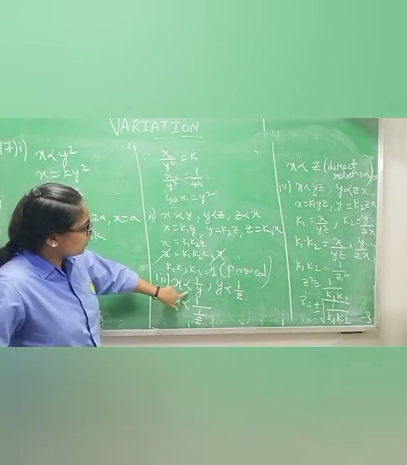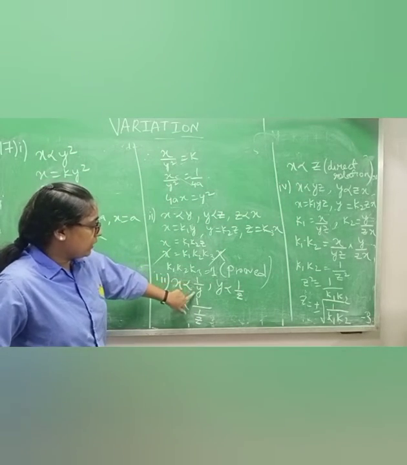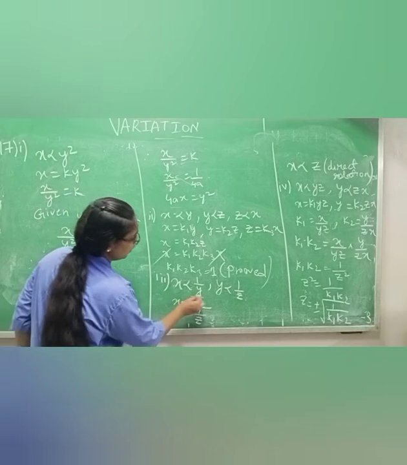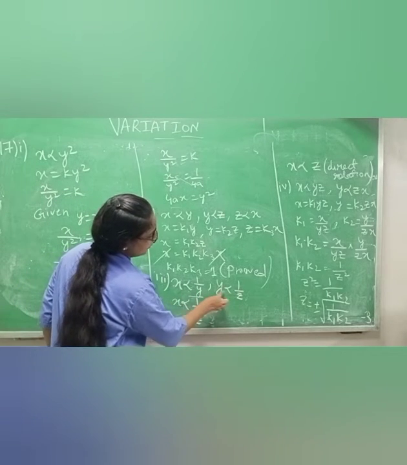So first of all, x varies inversely with y. Now in place of y, what I am doing? I am putting the y value. y varies 1 by z.